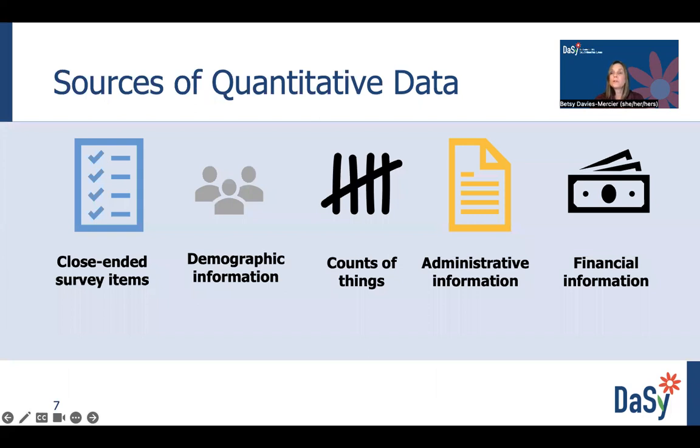Now let's discuss where you can get quantitative data. This slide shows 5 sources. Closed-ended survey items are items that have a limited set of possible choices that can be converted into numeric values. Multiple choice questions, yes/no questions, and questions that require a numeric answer, such as a child's age, are all types of closed-ended items. Demographic information, such as gender, race, ethnicity, and language spoken in the home, are also typically quantifiable, as are counts, various types of administrative information, and financial information.